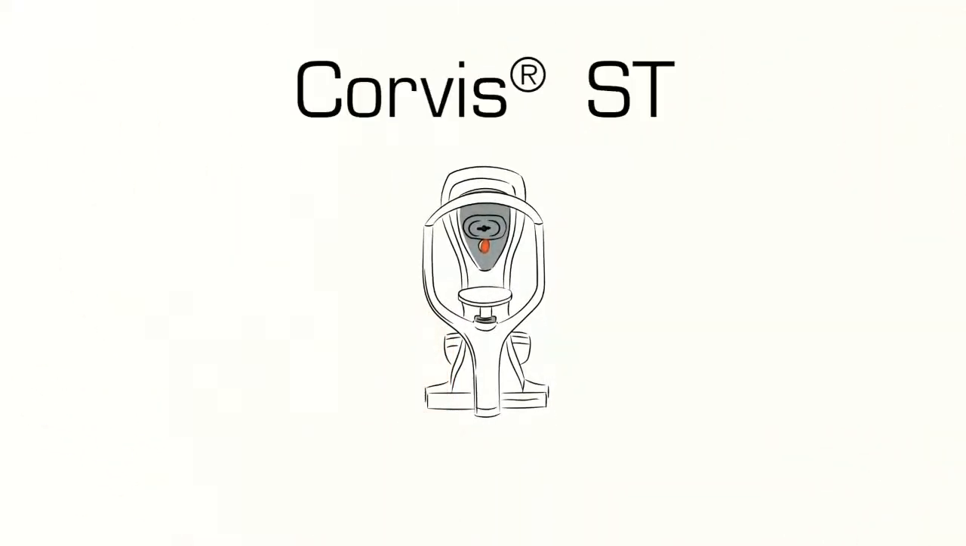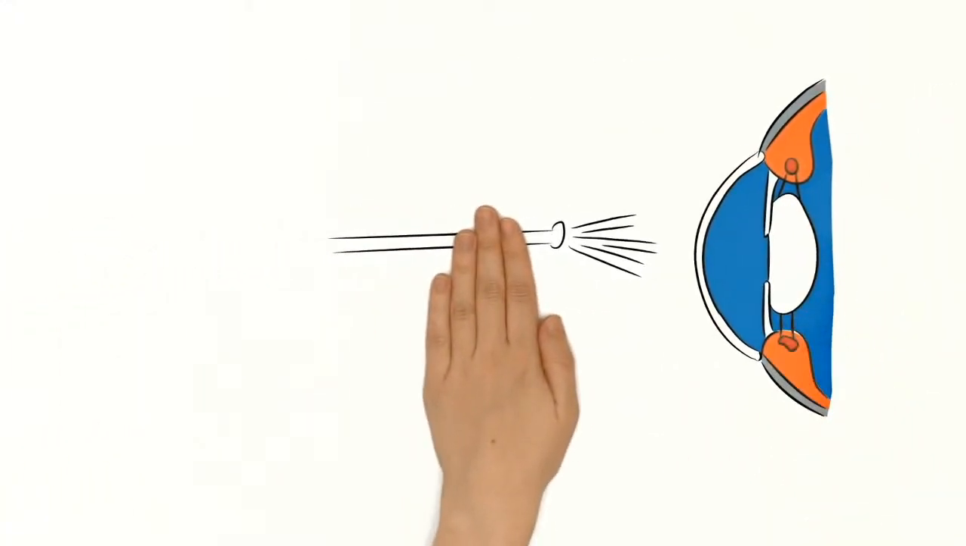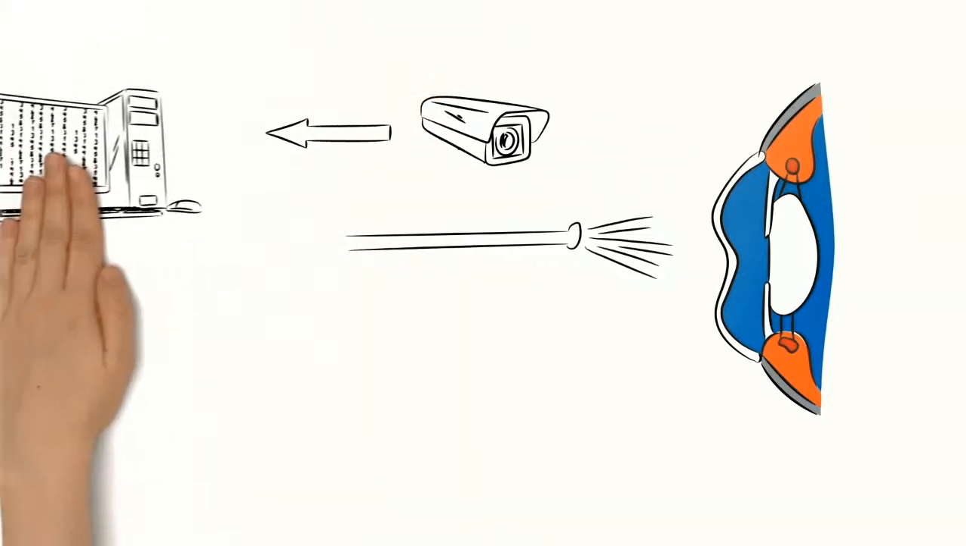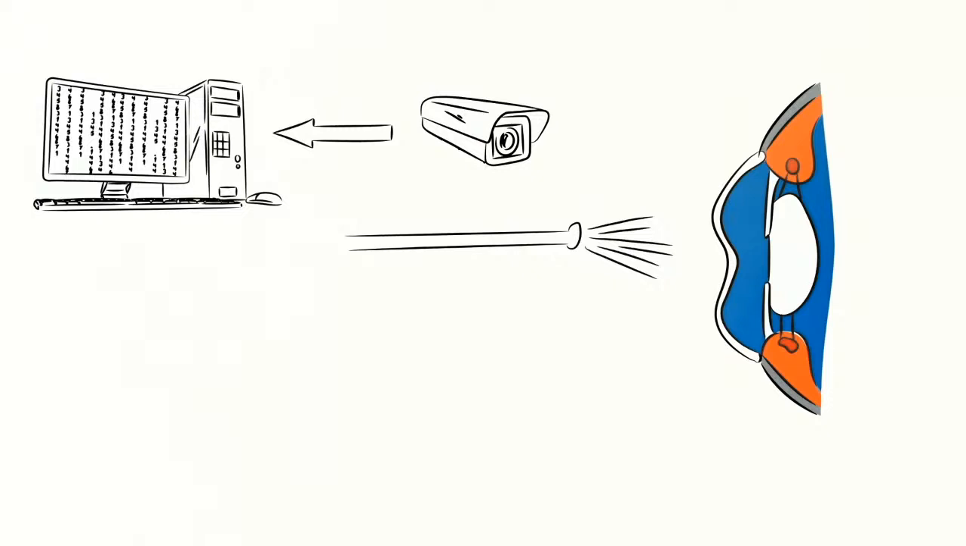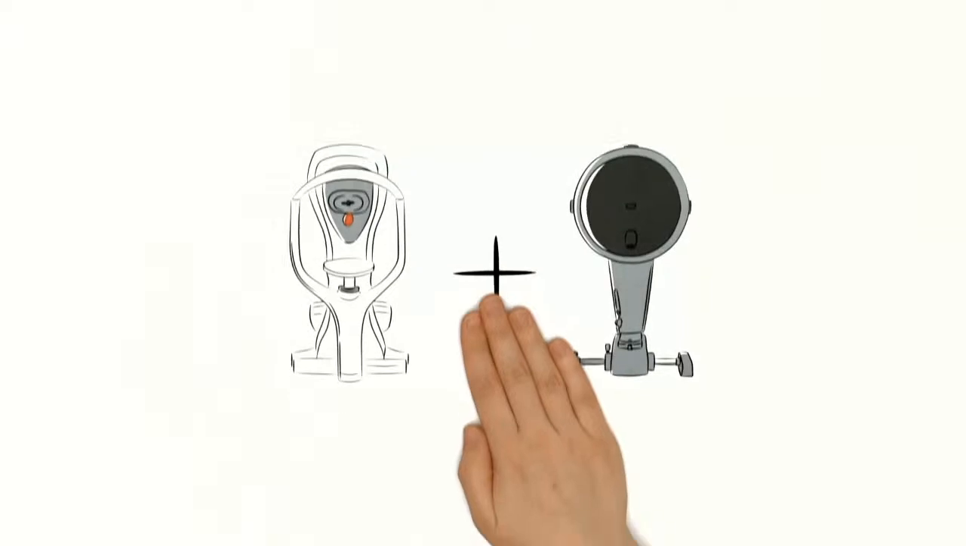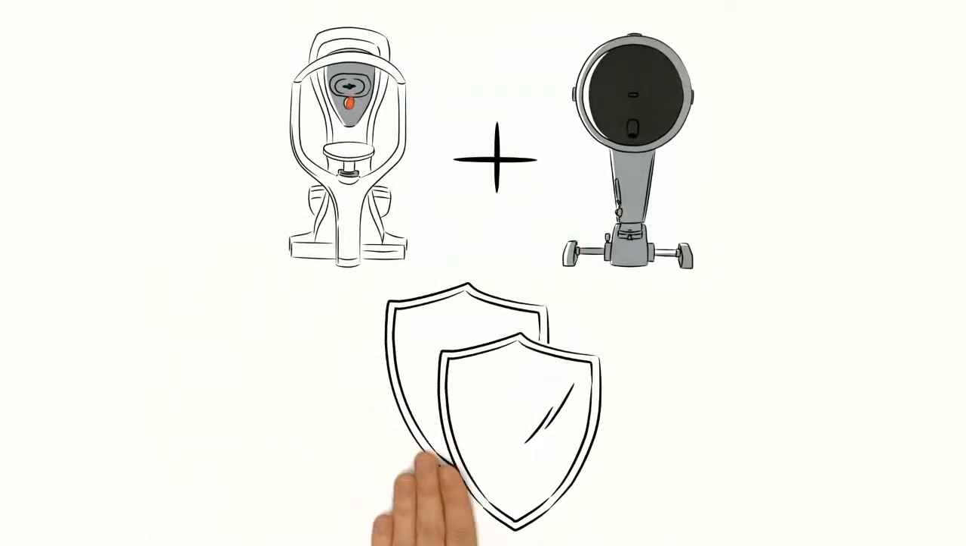CorvisST from Oculus makes this possible for the first time ever. Pressure is applied to the cornea via an air puff, and a high-speed camera records the change. The Corvis software uses this to calculate a stiffness parameter of the cornea. These data are of particular relevance for screening before refractive laser surgery. In combination with the Pentacam, CorvisST provides dual safeguarding.